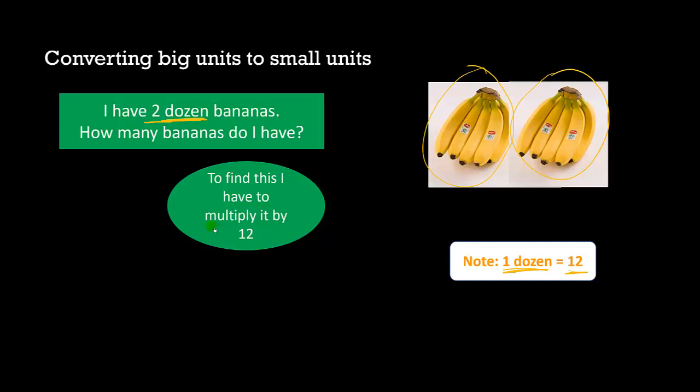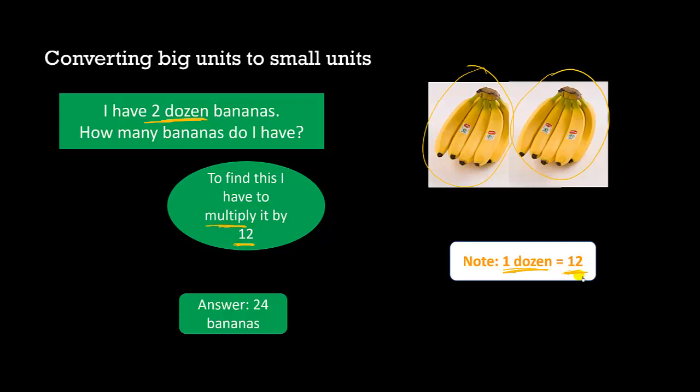But why should we multiply it by 12? That's because our conversion factor is 12. So we're going to have to multiply it by 12. And if you calculate it correctly, 12 multiplied by 2 is equal to 24. So the answer is 24 bananas. So to summarize it, all you need to do is just multiply it by the conversion factor.